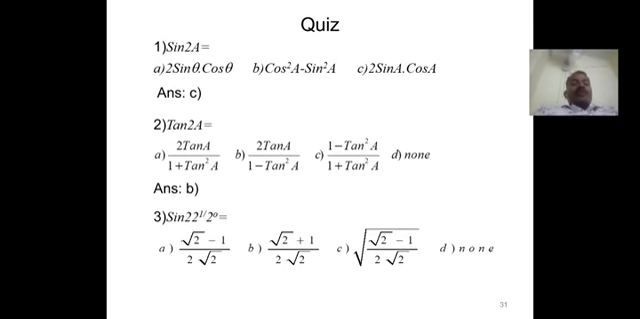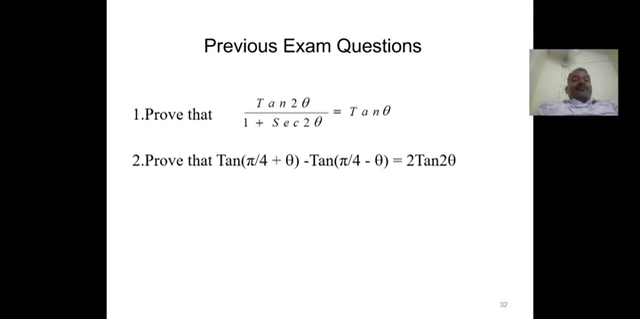Next, to prove tan of pi by 4 plus theta minus tan of pi by 4 minus theta. Here, with the help of the formulas: tan of a plus b is tan a plus tan b by 1 minus tan a tan b, and tan of a minus b is tan a minus tan b by 1 plus tan a tan b. For this, 1 plus tan theta by 1 minus tan theta minus 1 minus tan theta by 1 plus tan theta. After simplification, you can get 4 tan theta by 1 minus tan square theta, that you can write as 2 into 2 tan theta by 1 minus tan square theta, that is 2 tan 2 theta.